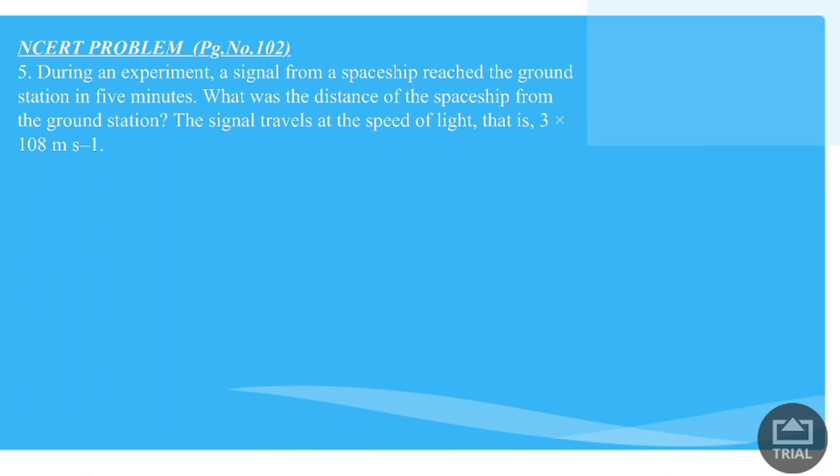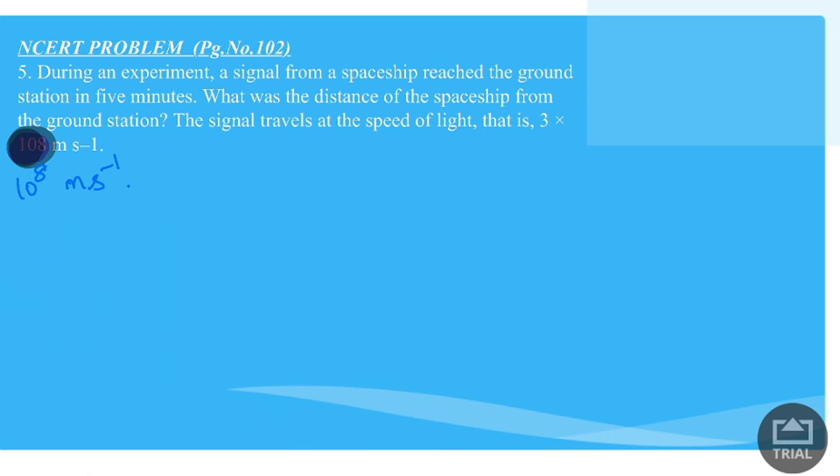The next problem you see, this is an NCERT problem, page number 102, the fifth problem. During an experiment, a signal from a spaceship reached the ground station in 5 minutes. What was the distance of the spaceship from the ground station? The signal travels at the speed of light, that is 3 into 10 power 8 meters per second.